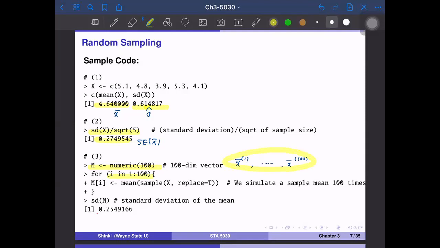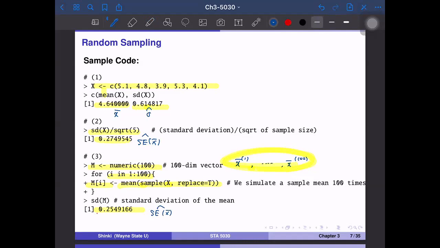I is equal to 1 to 100. At first, we sample from x. X is the data, and with replacement. So we take 5 observations from x with replacement. Then take the sample mean. So we now get x bar superscript i from i is equal to 1 to 100. Then finally, we calculate the standard deviation of these 100 numbers to get this. So this is the estimated standard deviation of x bar.